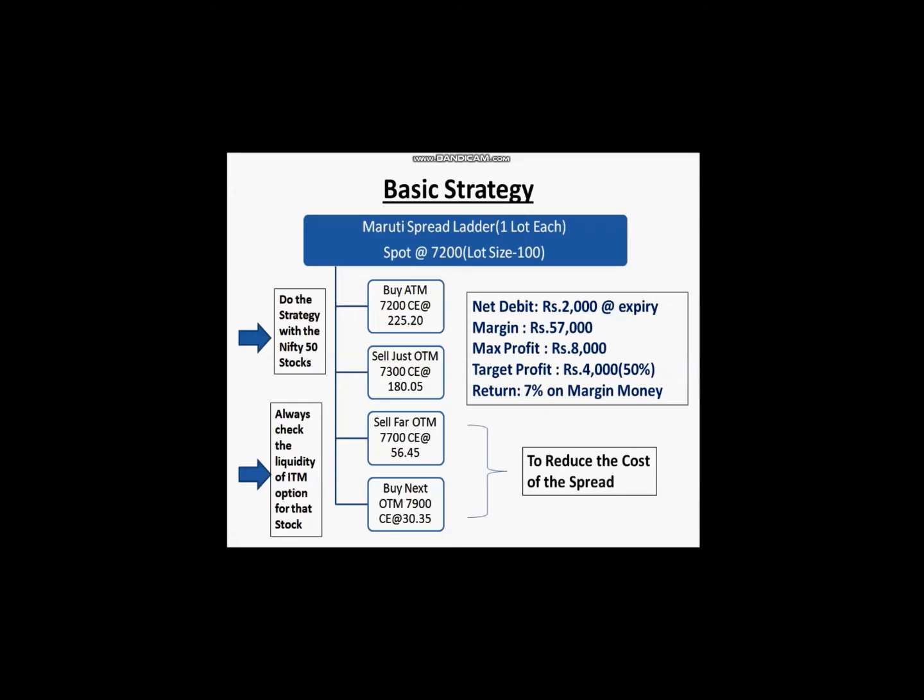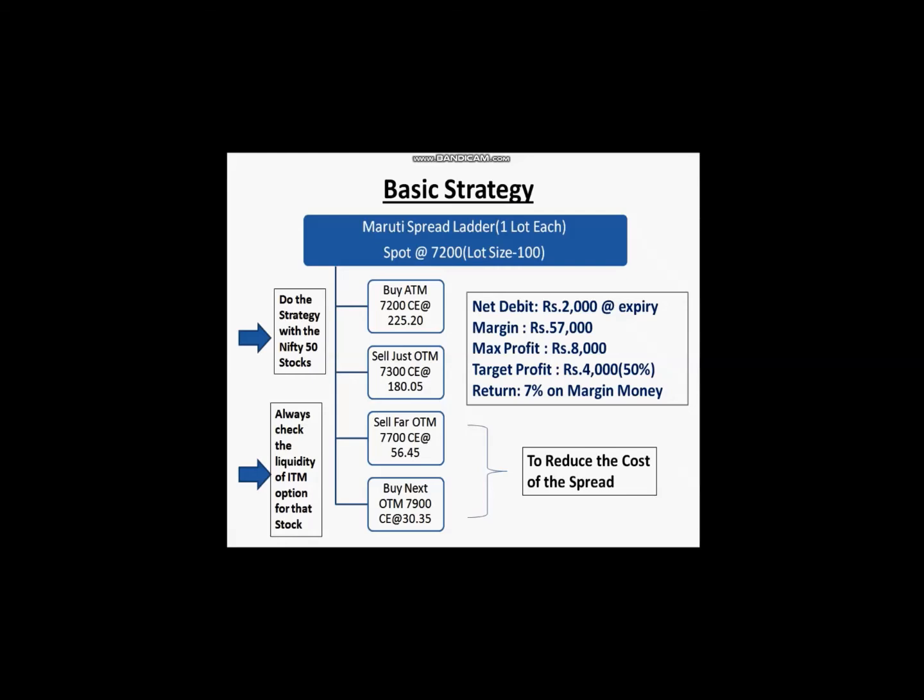I'm going to show you the payoff diagram. Before that, let me discuss two more things with you. Try to stick your strategy with only Nifty 50 stocks, because those stocks are having more liquidity and less manipulation. And take only those stocks which has got ITM liquidity, because it may so happen that while selling the stock you may have a liquidity problem after 1 month, because we are going to take this strategy for at least 1 month. The net debit is 2000 on expiry.